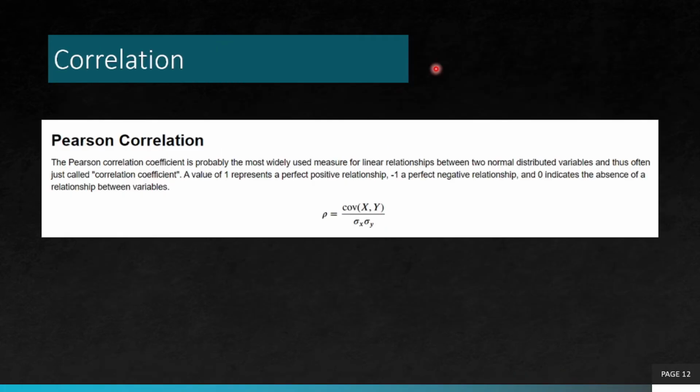Before we go into the correlation, just a brief recap. What is correlation? So a correlation term is widely used to define the linear relationship between two normally distributed variables. A value of 1 represents a perfect positive relationship, -1 a negative relationship, and 0 indicates the absence of a relationship. So it is also given by the covariance of two variables x and y divided by the standard deviation of x by the standard deviation of y.